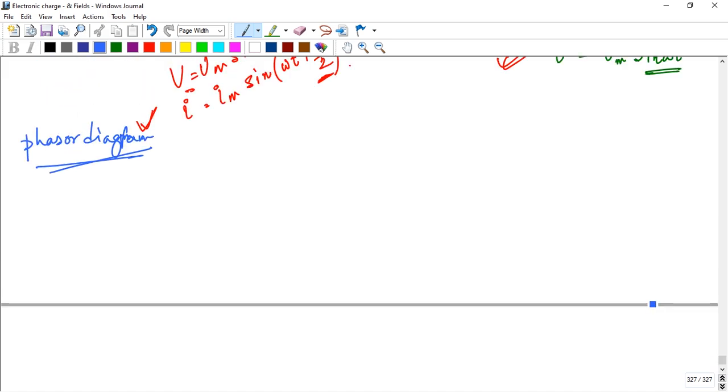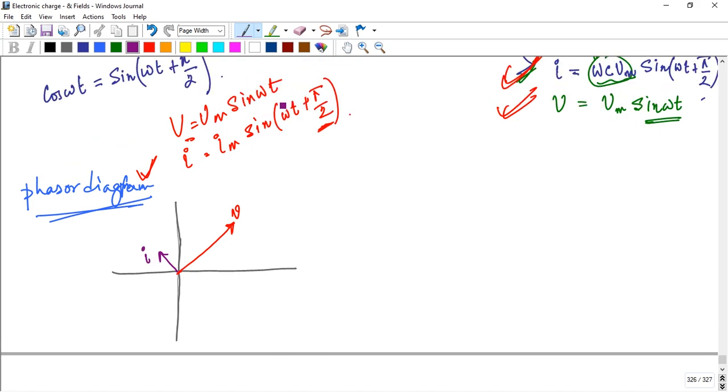So look at the phasor diagram. Red color represents the voltage phasor. So the voltage phasor looks like this, it is the voltage phasor V. And now the current phasor, this purple color represents the current phasor, that's the current phasor I. And you see that current is pi by 2 ahead of voltage.